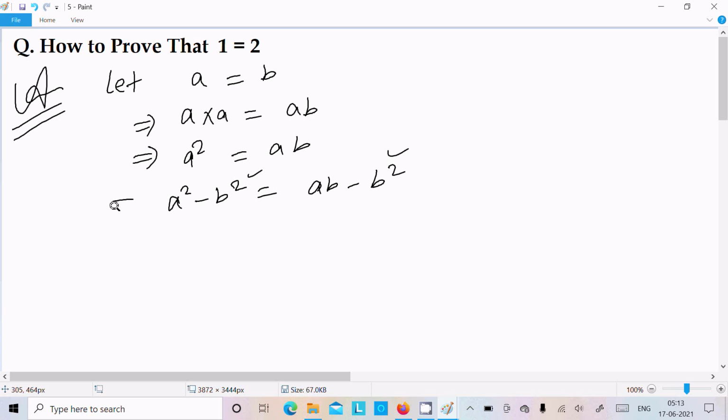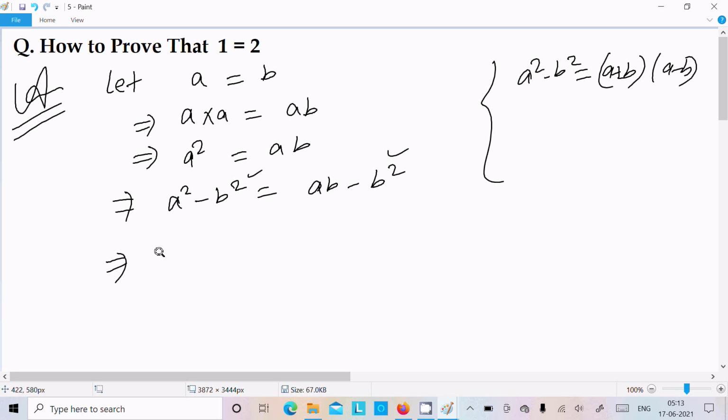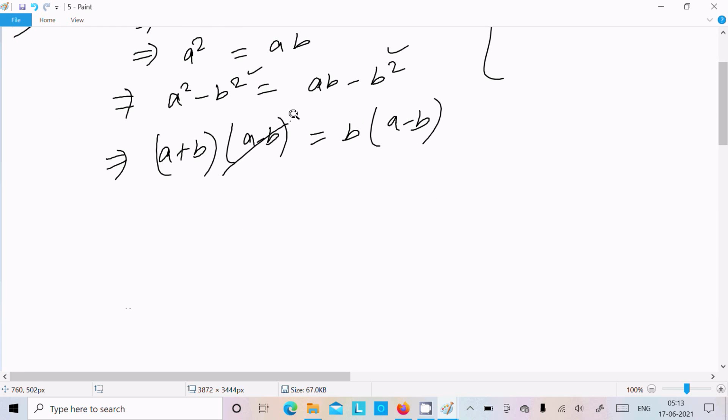Now after that, here we have the formula for A square minus B square, that is A plus B, A minus B. So we can write A plus B, A minus B, and here B is common, so B, A minus B. Now thereafter this term cancels. Here you can get A plus B equal to B.